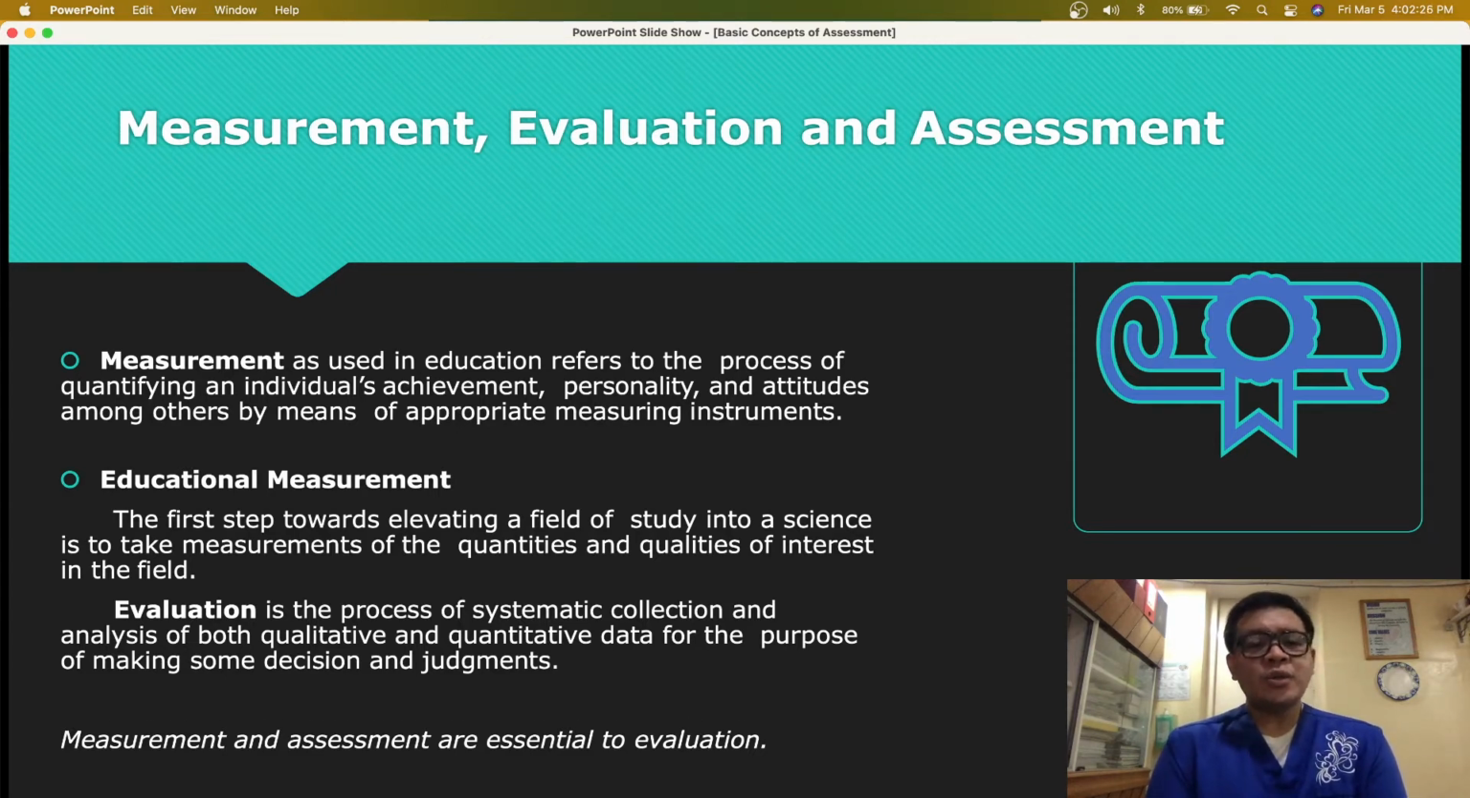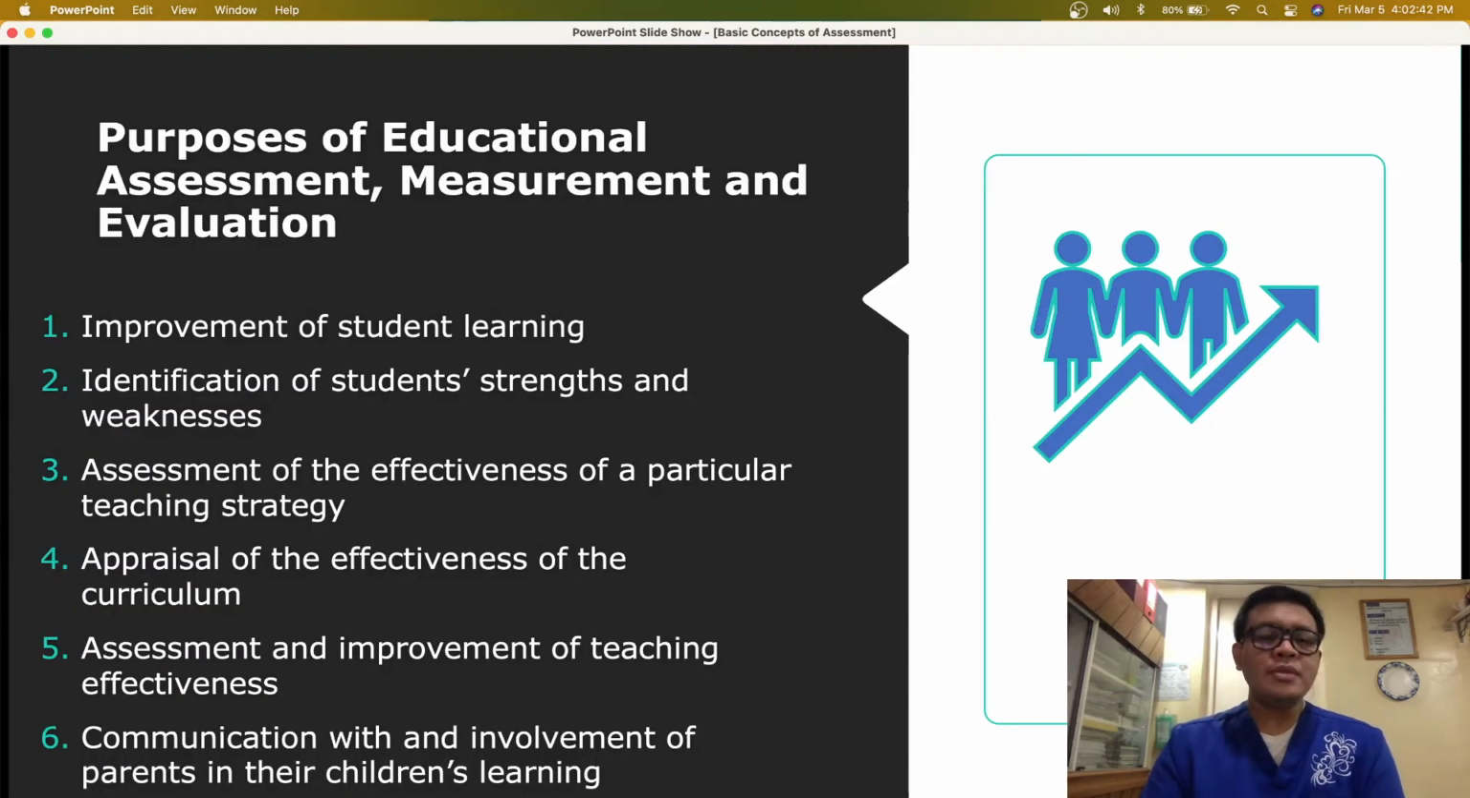So this is actually a very good formula by which we will be able to come up with a good evaluation, if we are able to measure as well as assess our students' learning, and part of that is our roles and responsibilities as teachers. So, the purpose of educational assessment, measurement, and evaluation. I identified 6 different implications and purposes of these 3 matters.